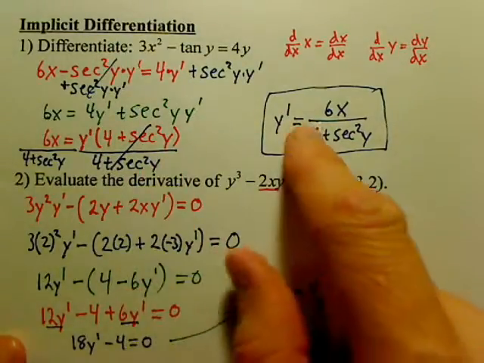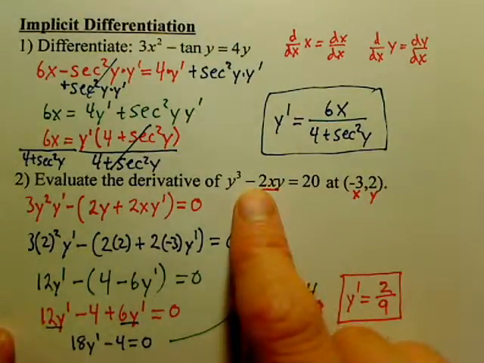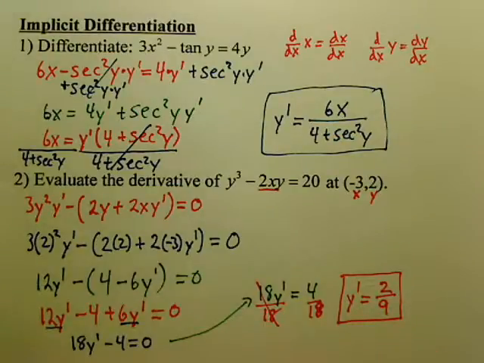And then we got to get y prime by itself here. Here, just solve for the derivative. So the slope, basically, at this point for this equation is 2/9. That's the slope. All right, that's implicit for you. Good luck with them.